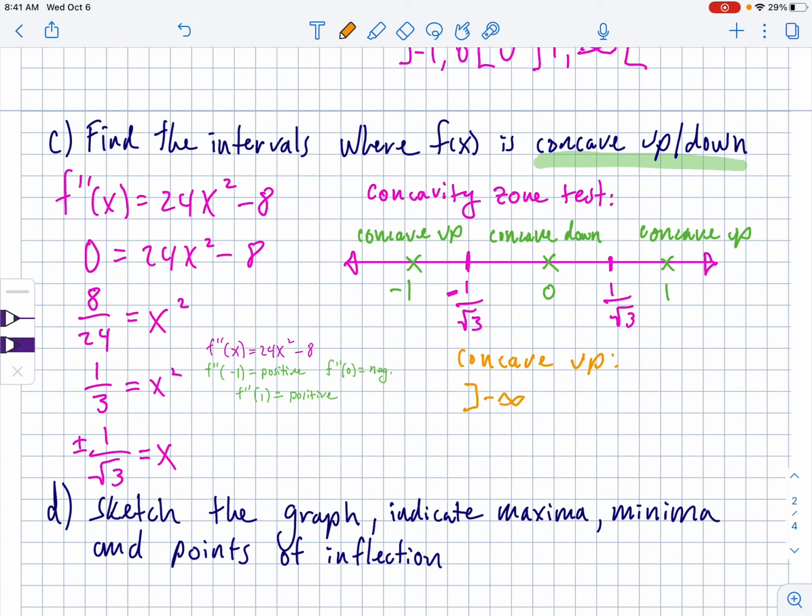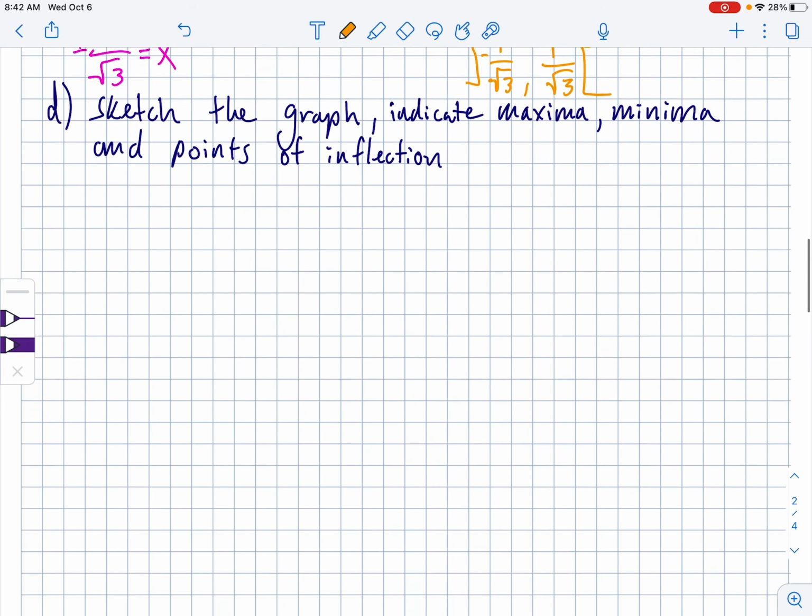This means that it is concave up from negative infinity all the way up to -1 over the square root of 3. And then we will unionize that with the other section, which is 1 over the square root of 3 all the way to infinity. And then concave down is going to be just this section right here, which is -1 over the square root of 3, comma 1 over the square root of 3. There it is.